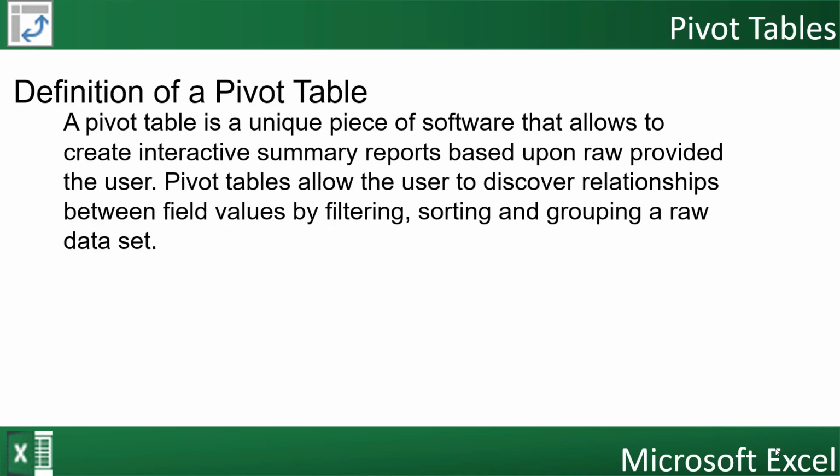A pivot table is a unique piece of software that allows users to create interactive summary reports based upon raw data provided by the user. Pivot table reports are interactive because the user may filter either the row headings or the column headings, changing the results displayed. Also, the user can change the calculations performed on the data. In addition, pivot tables allow row and column values to be sorted and grouped. Finally, pivot tables allow the user to change the placement of fields to get a different perspective on the data.